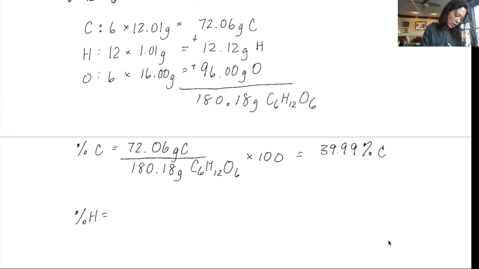Let's get our percent hydrogen, right? So for percent hydrogen, I'm going to look up at my hydrogen. I've got a total of 12.12 grams.